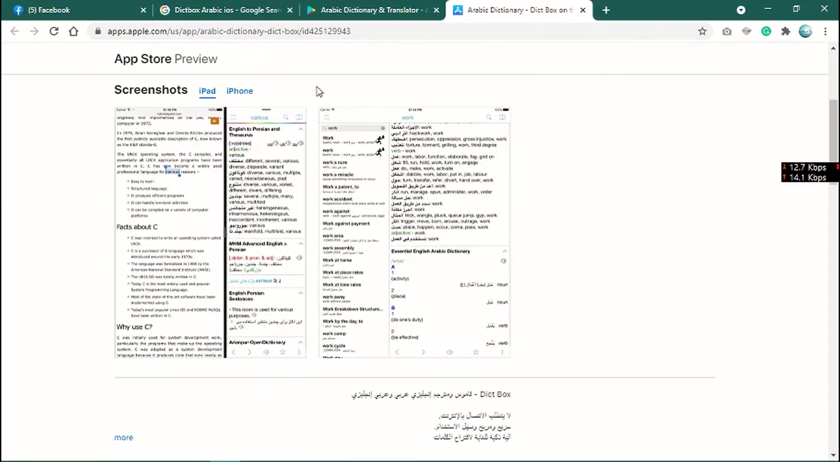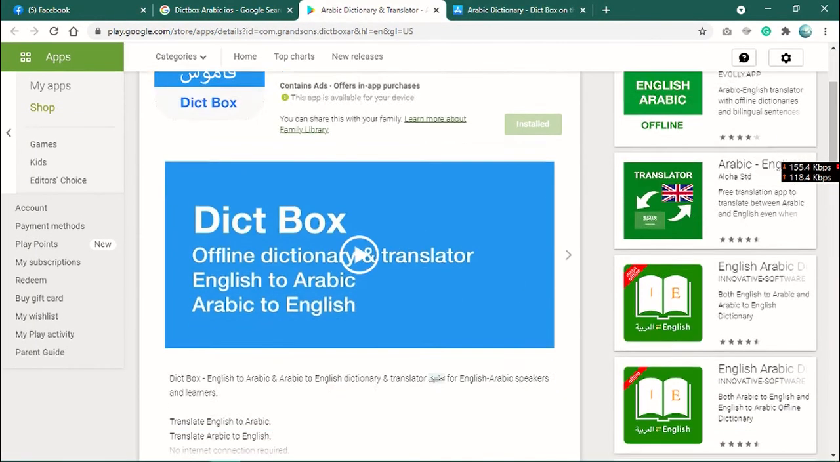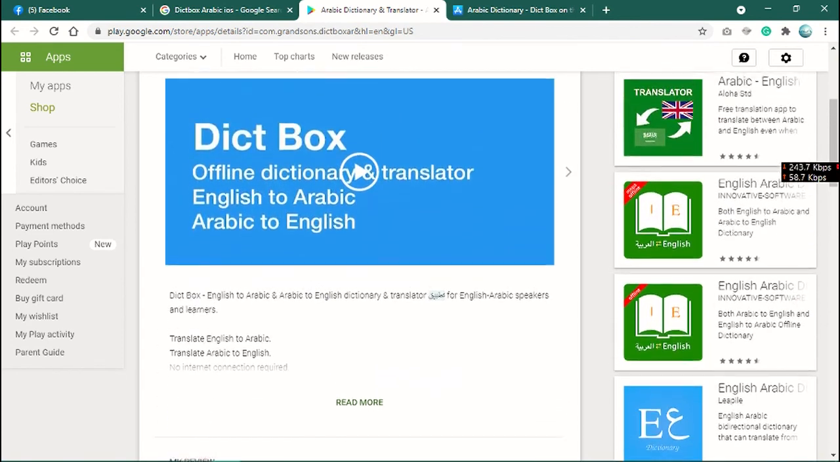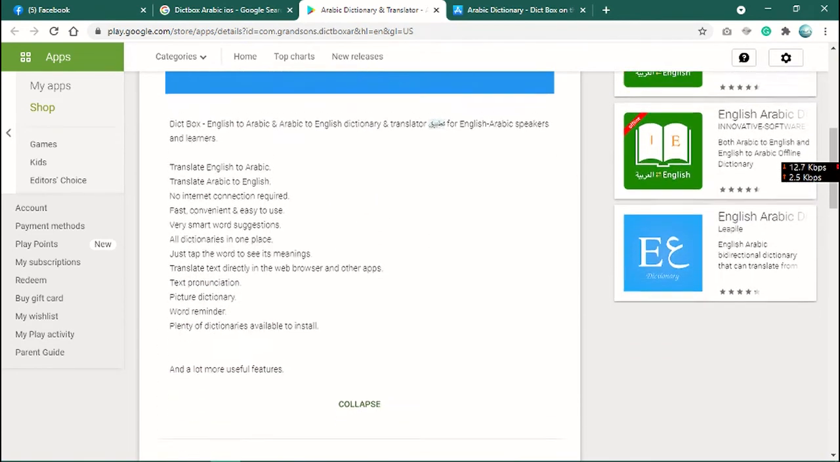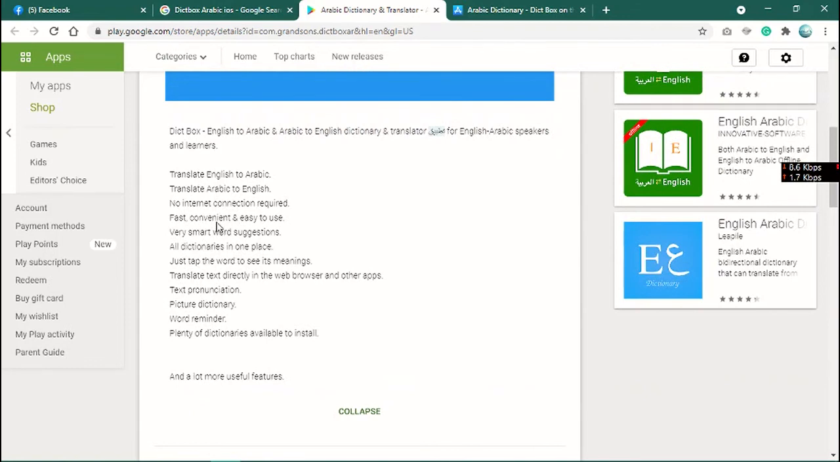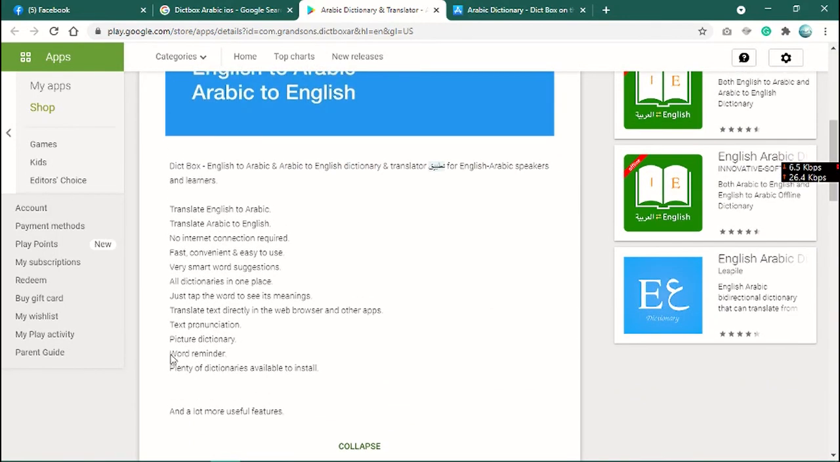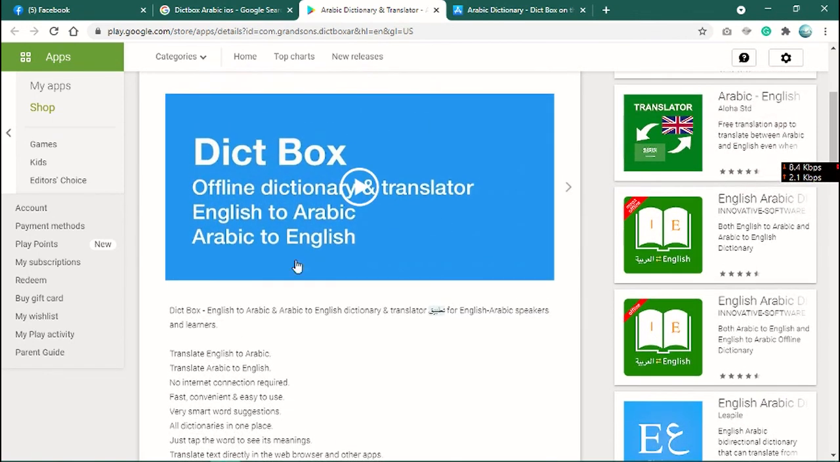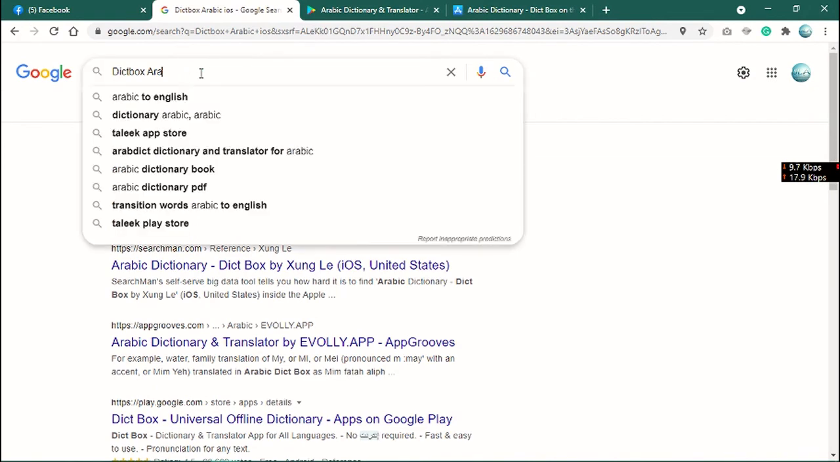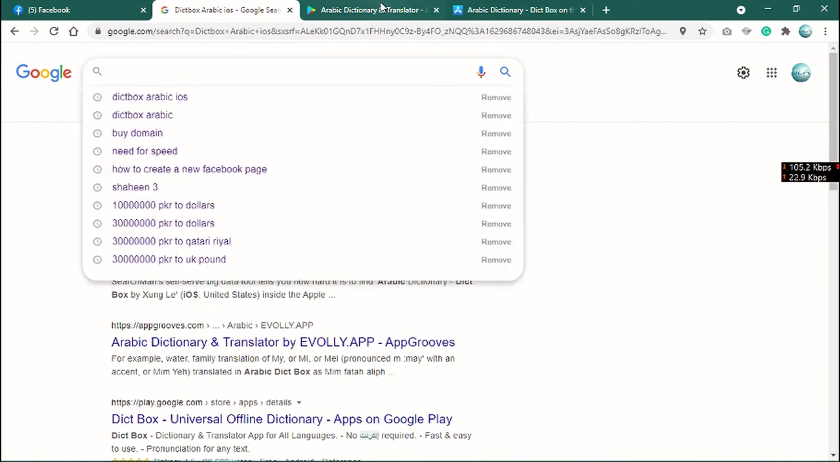So this is a dictionary that I recommend. In this dictionary there is a feature which is known as word reminder. I highly recommend you enable that word reminder function, which will help you in memorizing the words. Then the other dictionary which you can use, but the first dictionary I recommend is Arabic Dict.